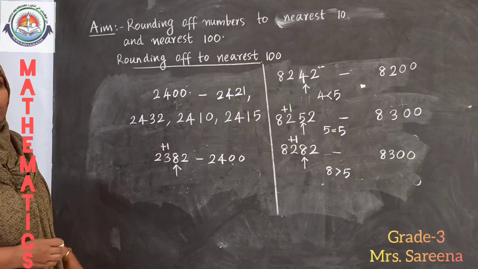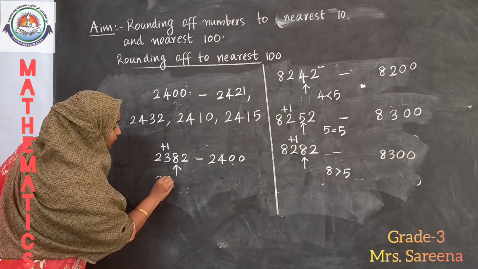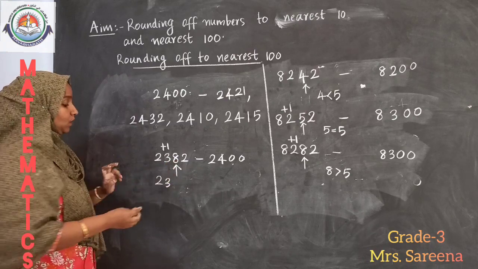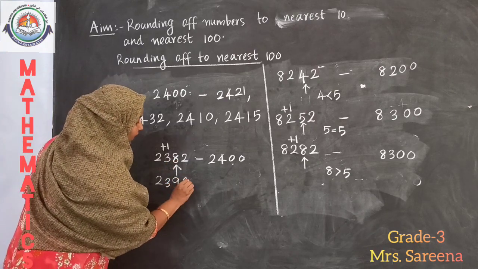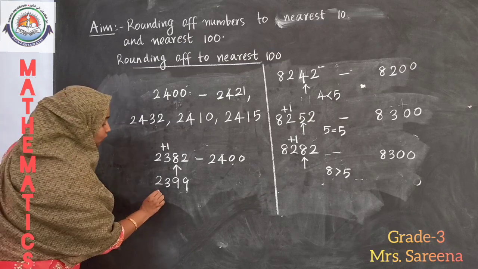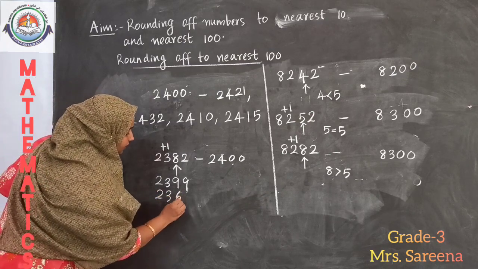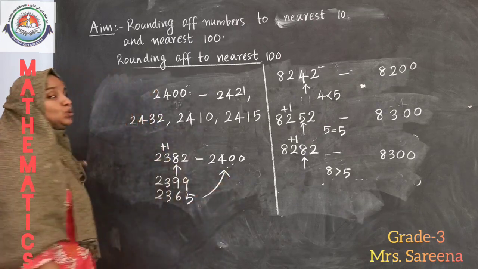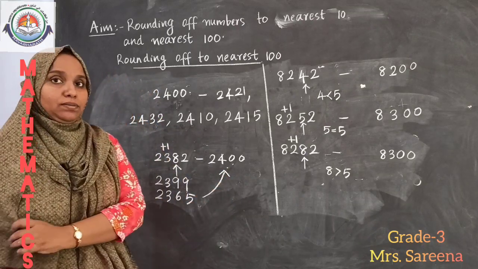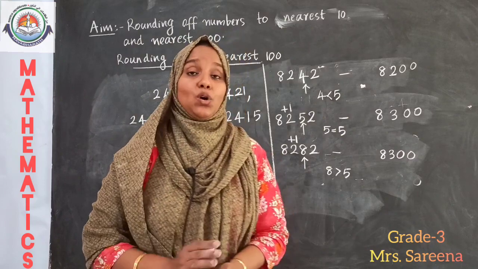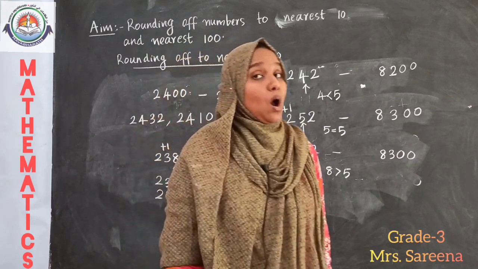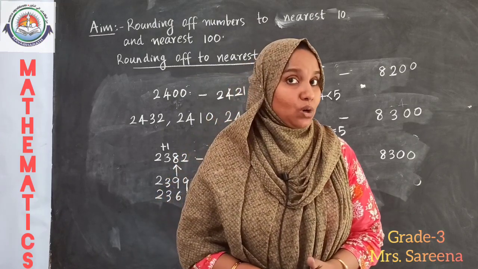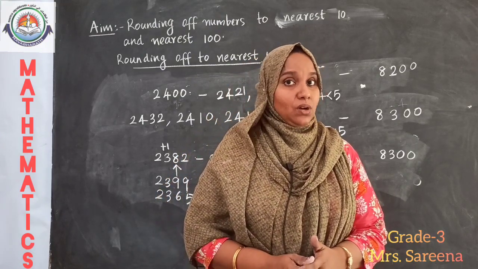Okay, we can write some more examples. 2, 3, and this digit should be greater than 5. So 9 we can write. Then 2365, all these we can round off to 2400. Clear? I hope all of you understood how to do rounding off to the nearest 10 and how to do rounding off to the nearest 100. Okay, clear?